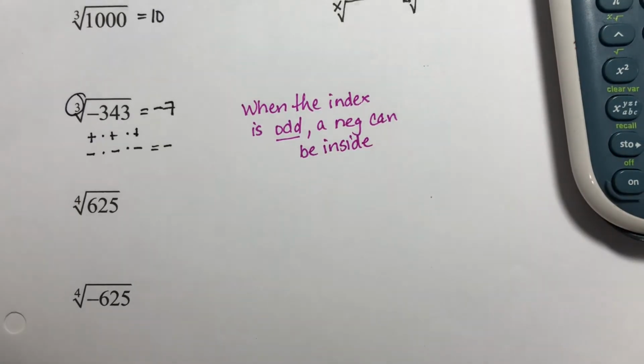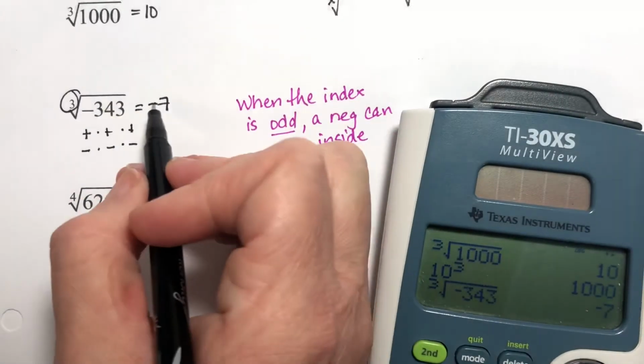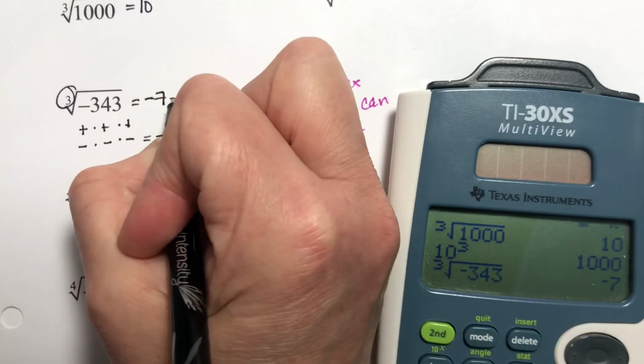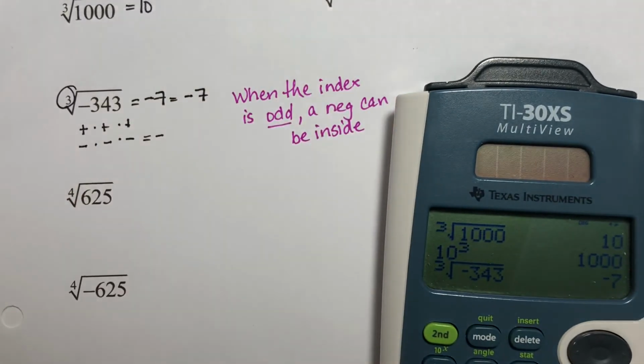Okay, that's your basic rule, because an odd number of negatives multiplied together does give a negative answer, so it is a possibility. So this answer is -7. I wrote that a little bit badly. Let me try better. -7.